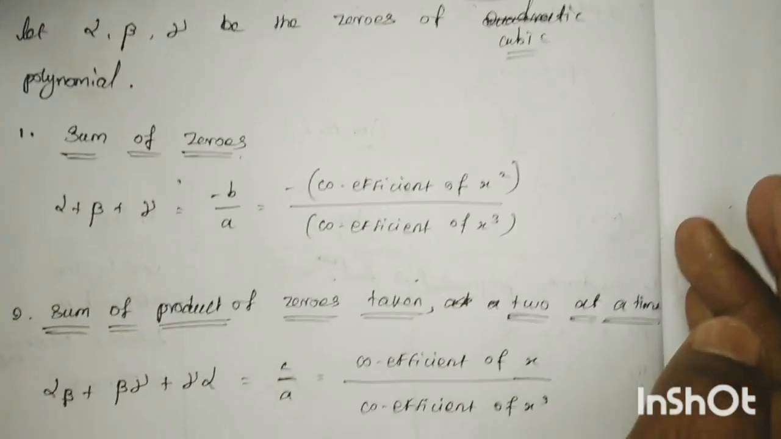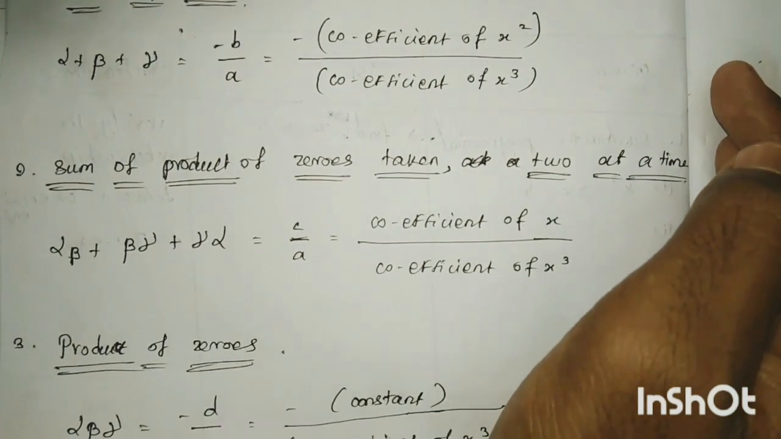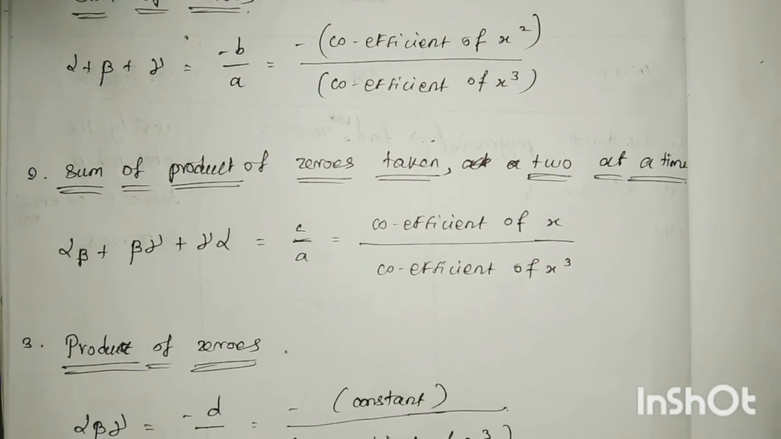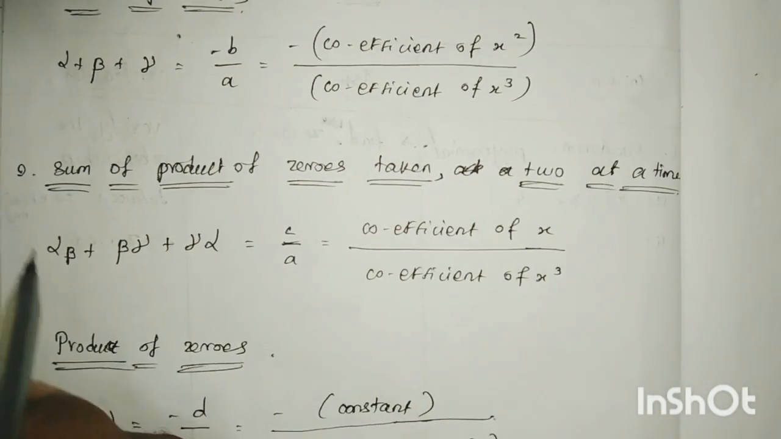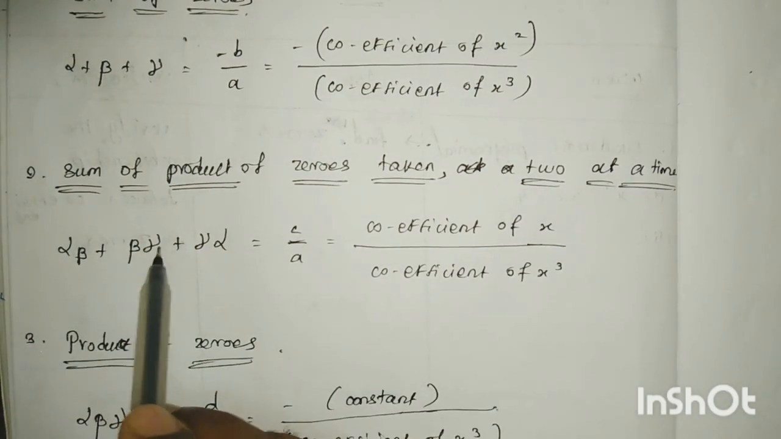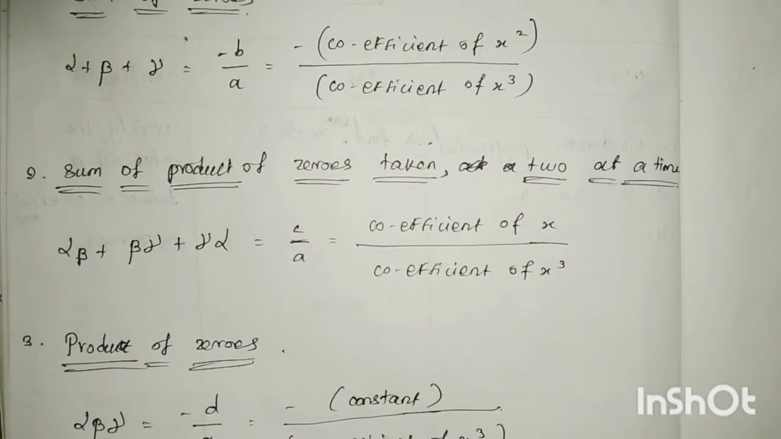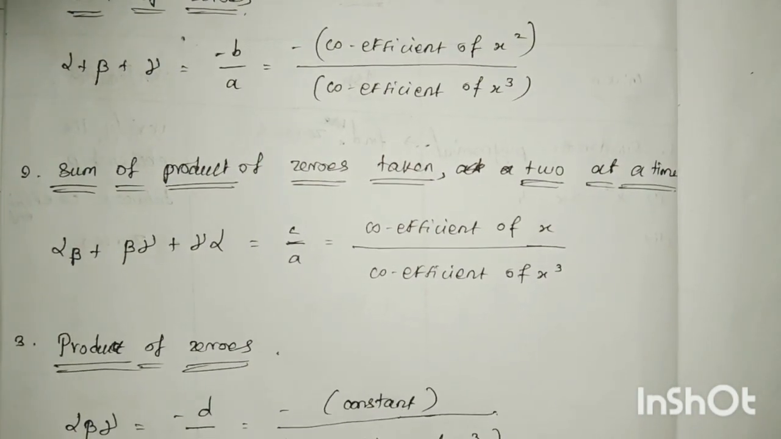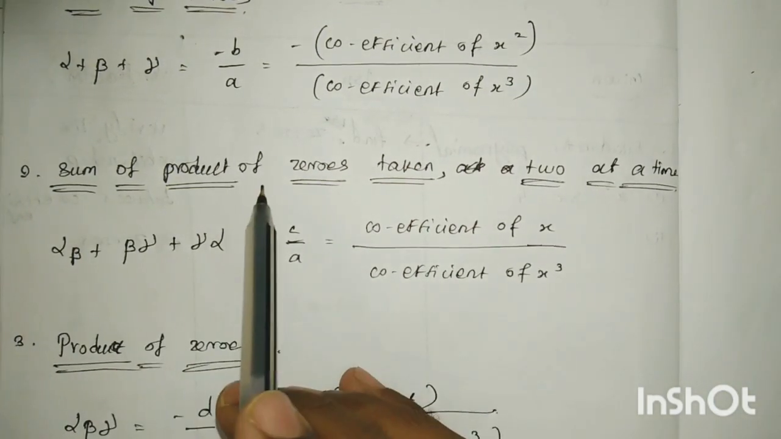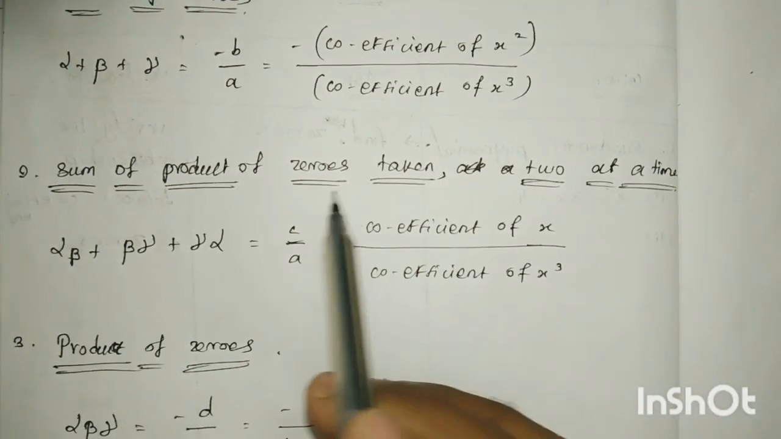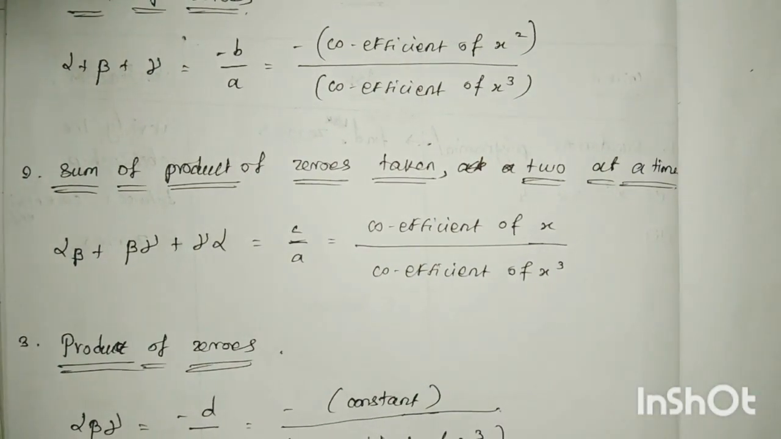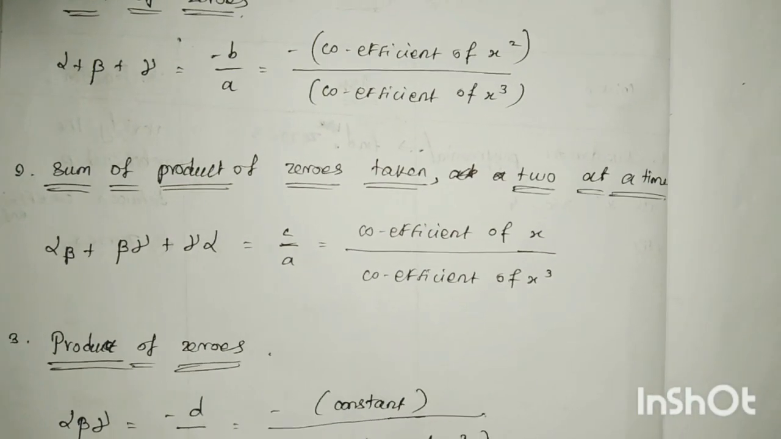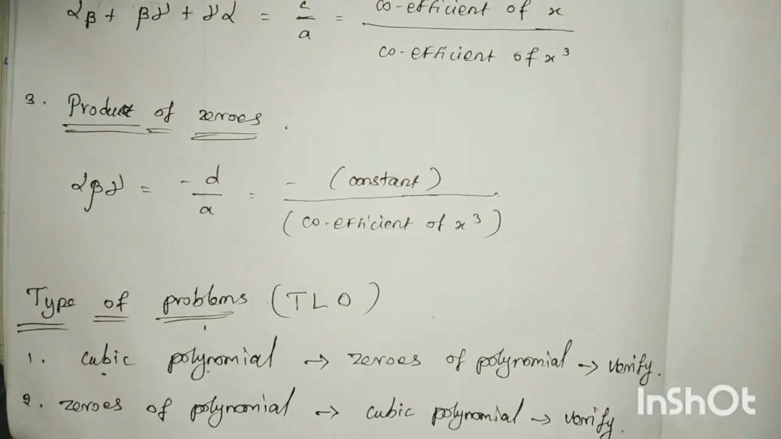So next, the sum of the product of zeros taken 2 at a time. Now we consider the zeros in pairs, so alpha beta plus beta gamma plus gamma alpha, right? We multiply the two zeros of each pair and then add them all. So alpha beta plus beta gamma plus gamma alpha is equal to c by a. Here c is the coefficient of x; in the quadratic polynomial it is the constant, but here it is the coefficient of x divided by a, the coefficient of x cubed, right? Then the third relation, product of zeros.